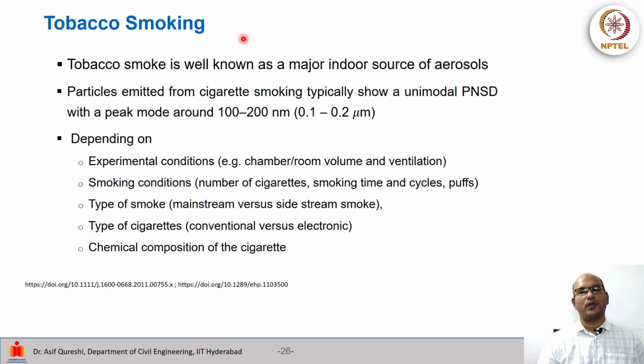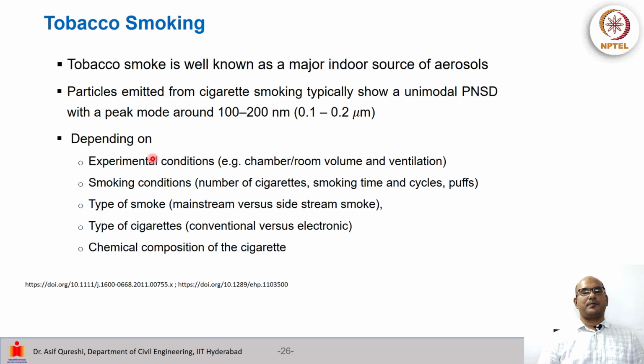Now we will move to tobacco smoke. As we have seen so many times, tobacco smoking is well known as a major source of indoor aerosols. The particles that are emitted from cigarette smoking typically show a unimodal particle number size distribution with a peak mode around 100 to 200 nanometer, which is 0.1 to 0.2 micrometer. So the peak is generally in one place, unimodal, around 0.1 to 0.2 micrometer.